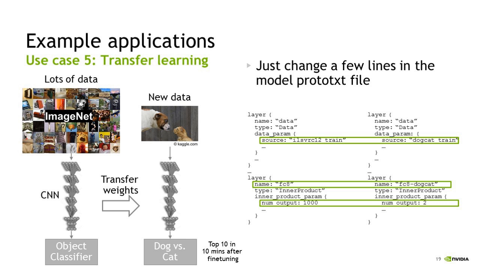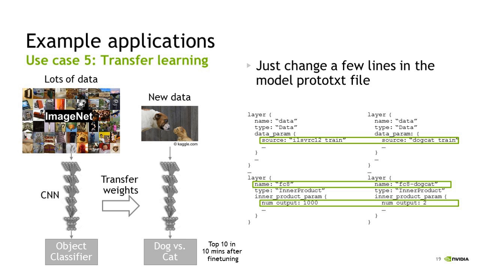A good example of this being put into practice: the Kaggle data science competition platform had a competition to build an algorithm that could classify dog versus cat images. One competitor took a pre-trained network from Caffe, did exactly what I said, modified the input so that it would accept the dog-cat images and changed the output to a two-class classifier, and then fine-tuned the network, and they were able to achieve a top 10 result in that competition in 10 minutes by exploiting this pre-trained network.